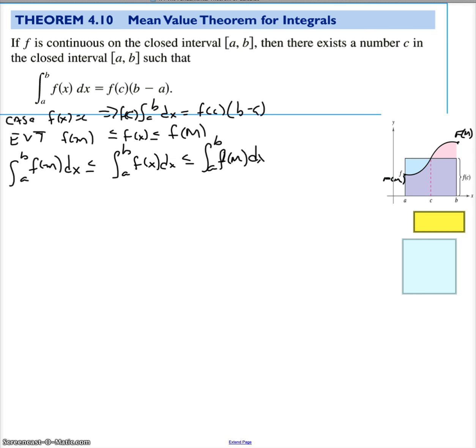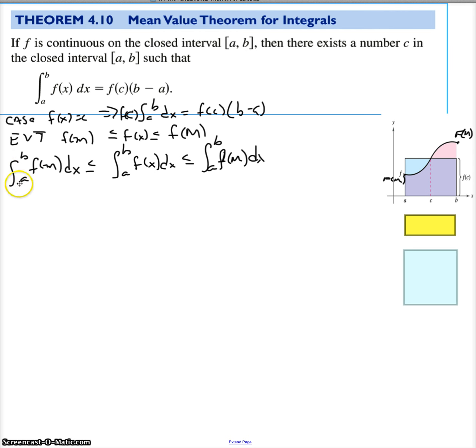It's so hard for me to get back to my pen when this is going. f(m) is this square right here, and f(M) is shown by this square right here. So if I do the integral from a to b of f(m), that is this yellow area right here, while the integral of the maximum is this kind of greenish square.